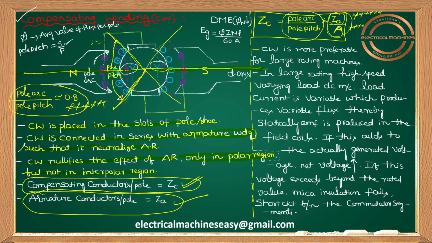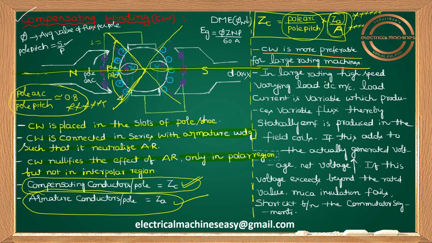That's why compensating winding is not used in small rating machines. To be frank, compensating winding is more preferable for large rating machines only, because this procedure needs more cost. Please try to understand: compensating winding is preferable for large rating machines only, not for small rating machines.